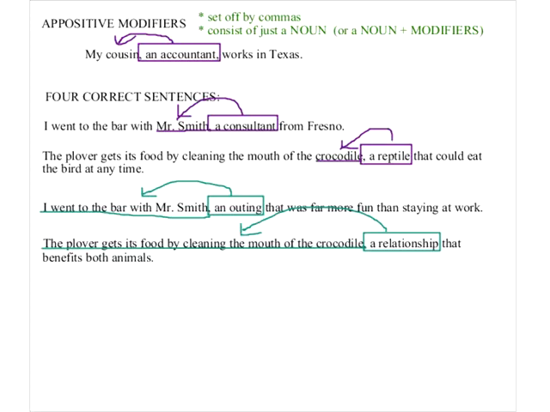consultant and reptile are concrete. Okay, if the appositive is concrete. By the way, I'm going to type in the text box, concrete versus abstract. If you understand what that difference means, give me a smiley face. If you don't, give me the other face. If enough people give me the other face, we'll take a second to explain it.